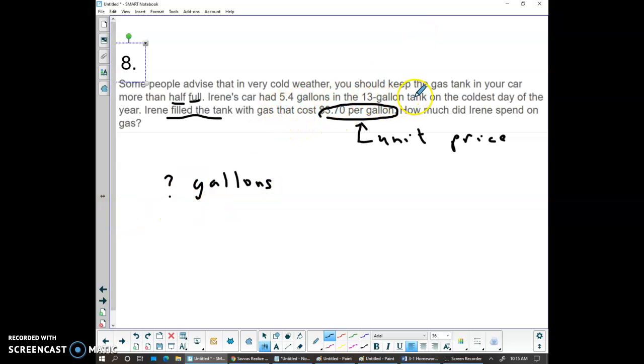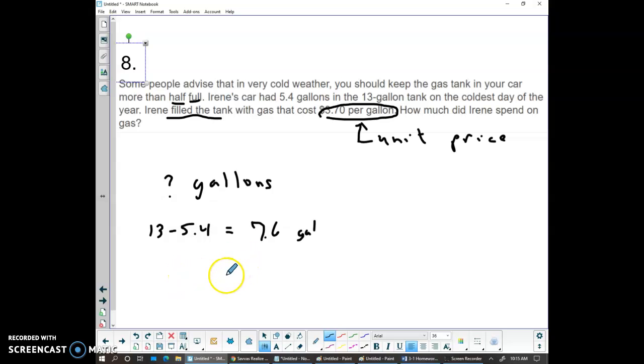Well, you've got a 13-gallon gas tank, so she didn't buy 13 gallons because it wasn't completely empty. And she had 5.4 gallons. So she didn't buy 5.4 gallons this time. How would we figure that out? You would subtract. This is how much more she needs to add to fill up her tank. So you'd subtract to figure out how much gas she needs to add, which is 7.6 gallons. All right, so she needs to put 7.6 gallons in her tank, and it costs $3.70 per gallon.